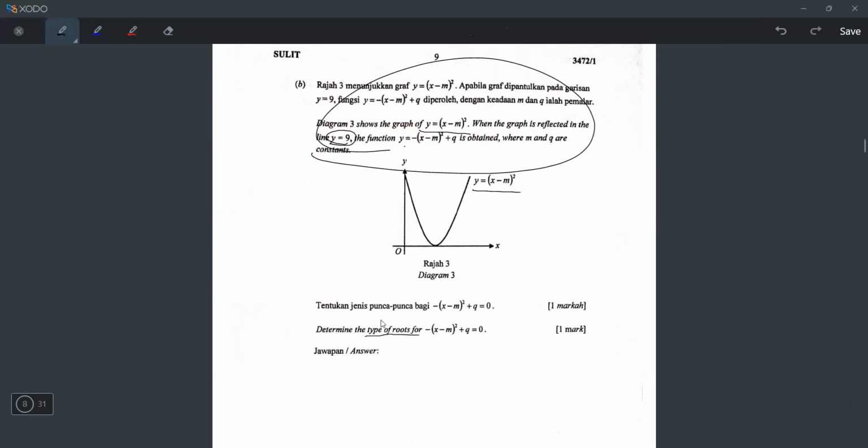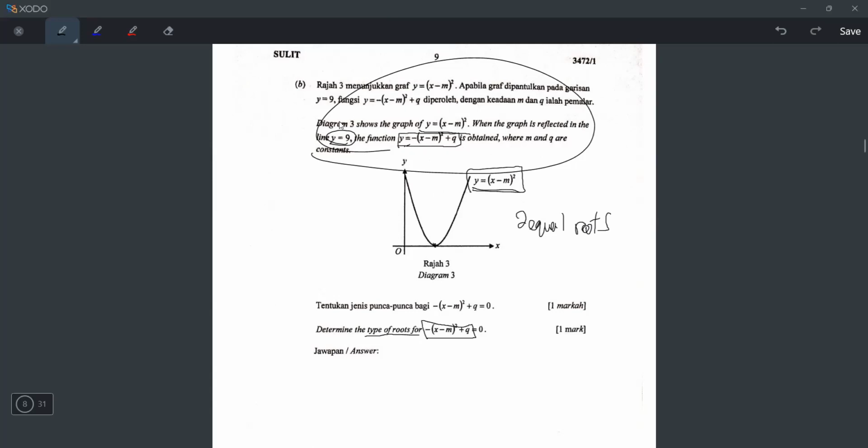The type of roots. The moment I see this, I know already. Type of roots means you either write two different roots, two equal roots, or no roots. It's one of those three. So I can see from the graph that this graph has two equal roots. But they want to determine the type of roots not for this equation, for this equation. And this equation is exactly the same as this one.